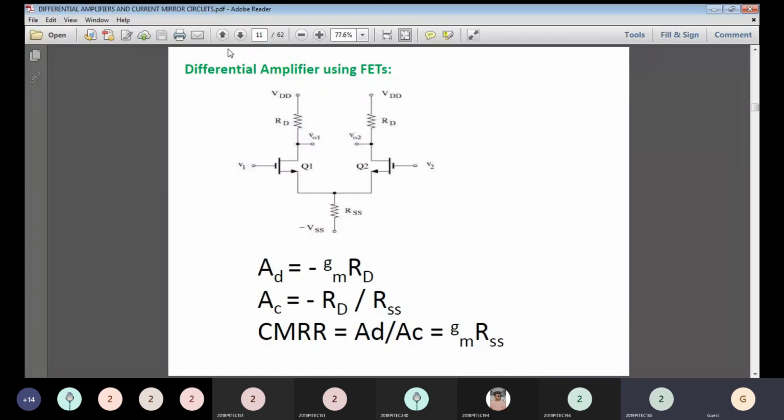For the FET differential amplifier, it operates similarly to the BJT, working under two sets of modes, that is common mode and differential mode. For AD the value is minus gm into RD, but where BJT gave RC, for the collector here it is a drain, so RD resistance. The common mode gain AC is equal to minus RD divided by RS, that is the source resistance. So the overall CMRR formula is the ratio of AD divided by AC, so that value is gm into RS.